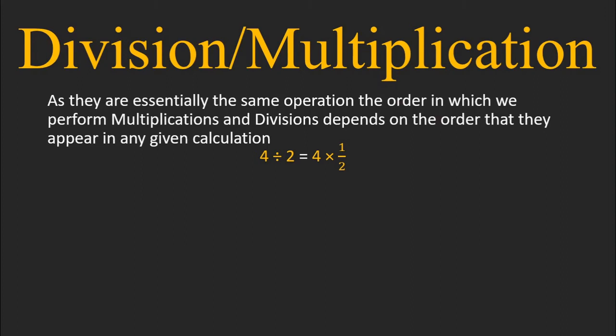So when we see a multiplication and a division in a single calculation, we will perform them in the order that we see them in. Let me show you an example. Here I've got 5 plus 3 multiplied by 8, then divided by 6.